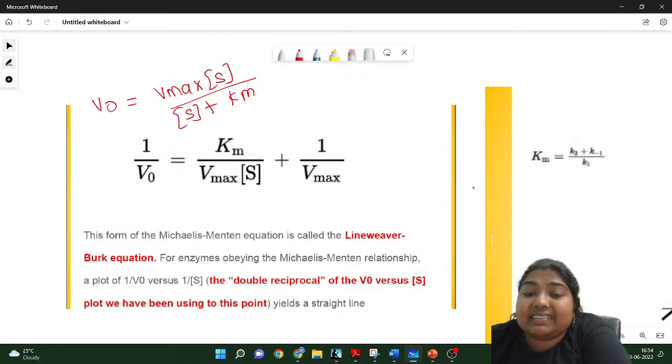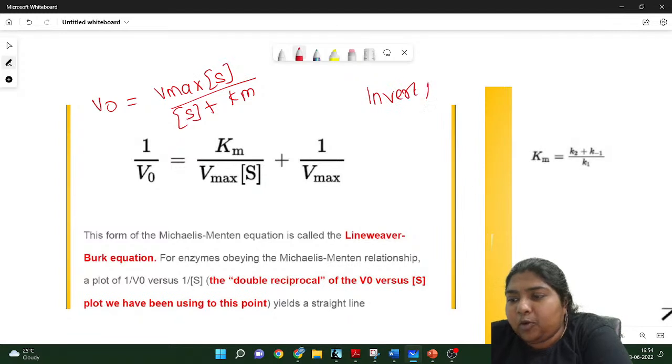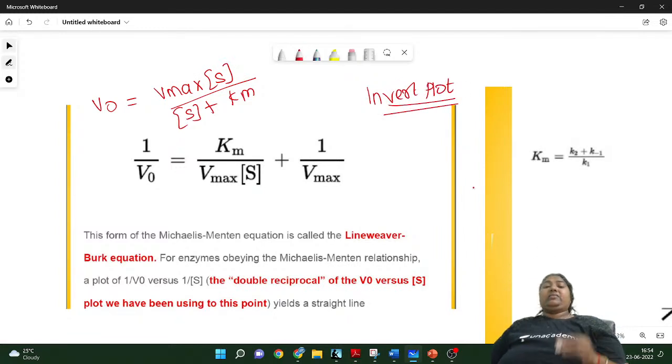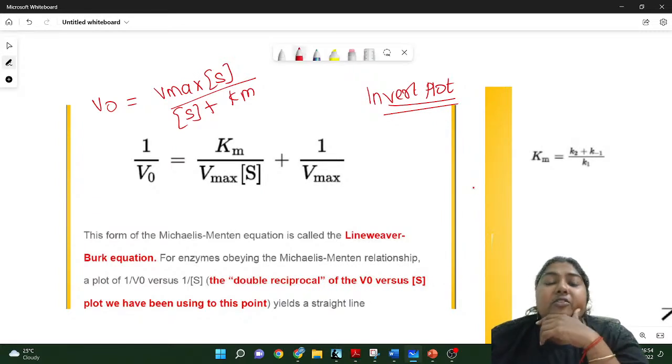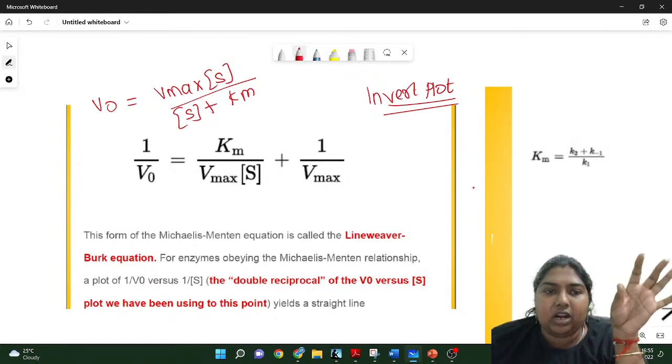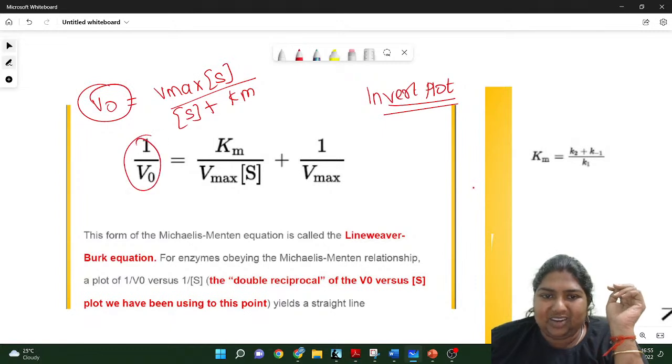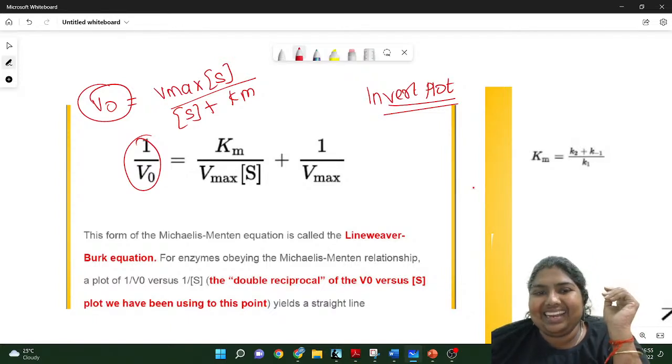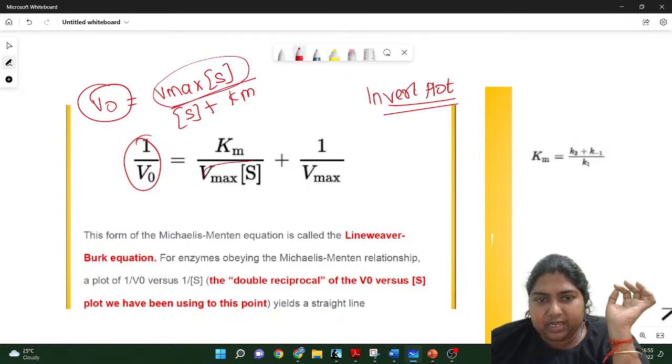So it is called the invert plot. What we are doing with this invert plot is taking the inverse relation. Now your V naught is going to become 1 by V naught, and your V max will become 1 by V max, and 1 by S into V max. So this has become as such.